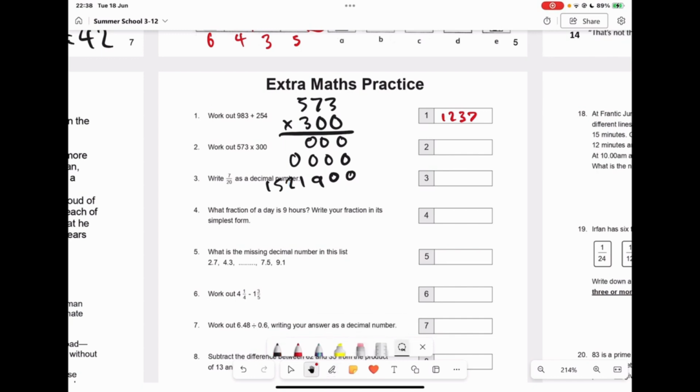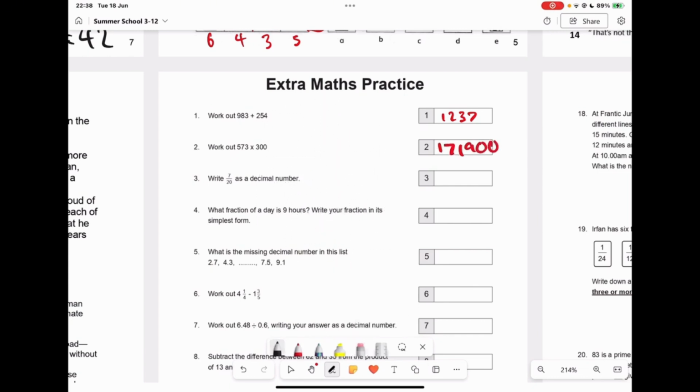Just quickly cross this out. Carry the 2. I got a bit carried away at that one. And our answer will be 171,900. Okay, so the answer will be 171,900. Okay.